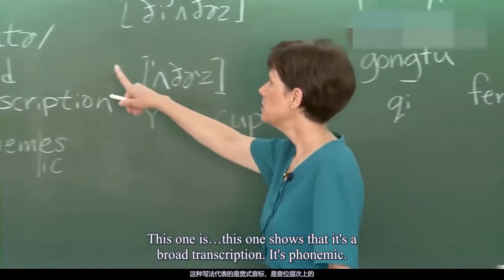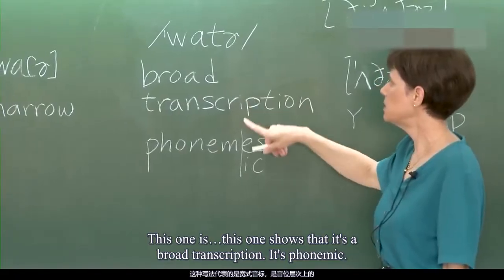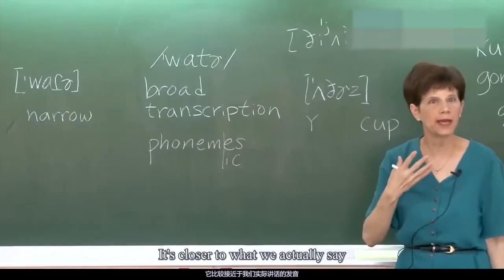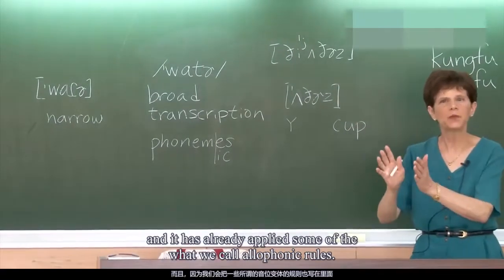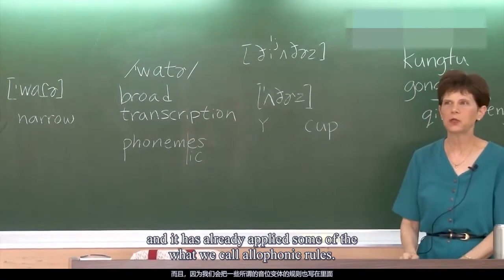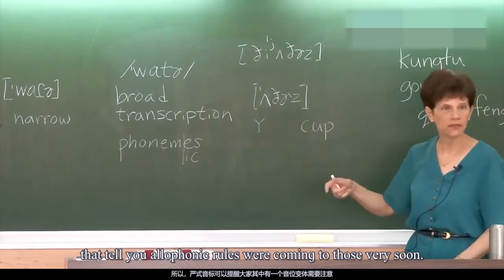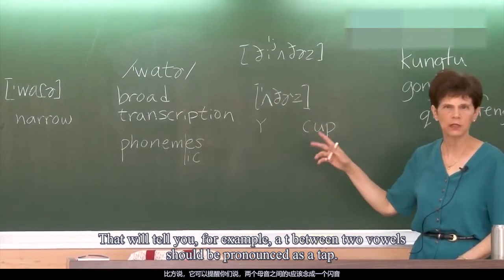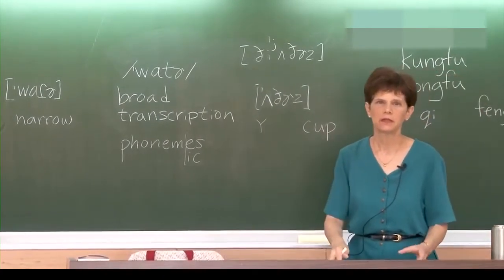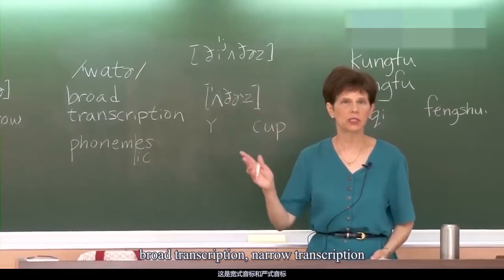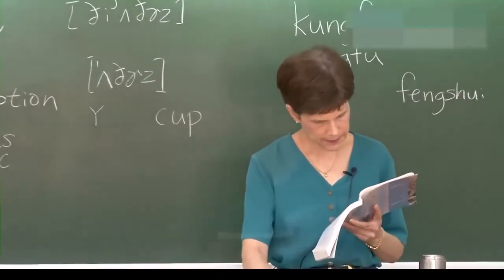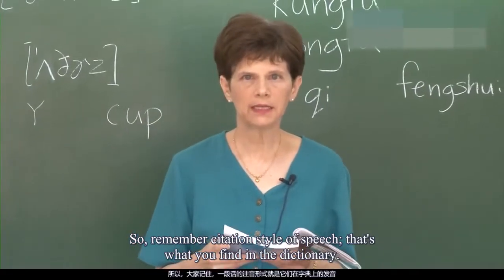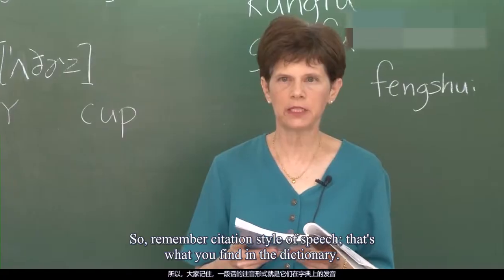This one shows that it's a broad transcription. It's phonemic. Brackets show that it's a narrow transcription. It's closer to what we actually say, and it has already applied some of what we call allophonic rules. We're coming to those very soon. That will tell you, for example, a T between two vowels should be pronounced as a tap. Everyone clear now? Broad transcription, narrow transcription. Okay, go on. Do we have any questions on this paragraph? So remember, citation style of speech. That's what you find in the dictionary.